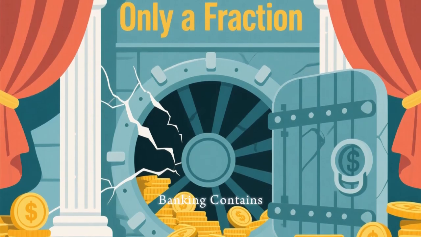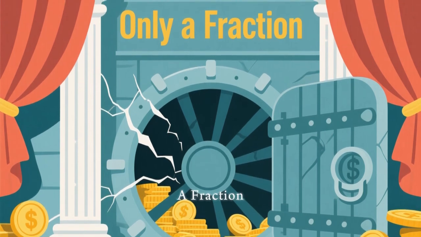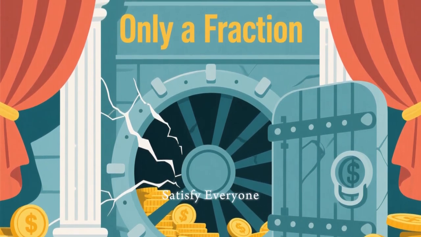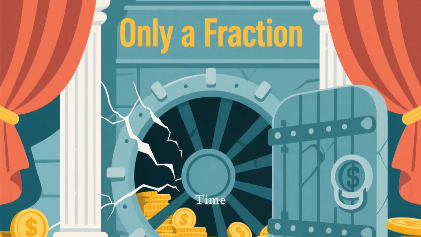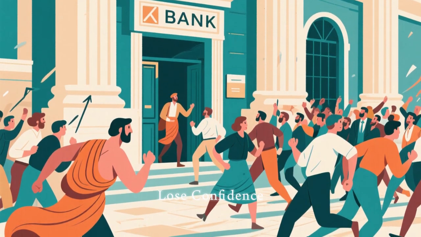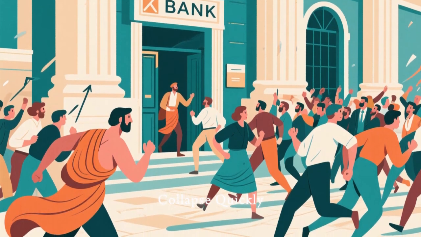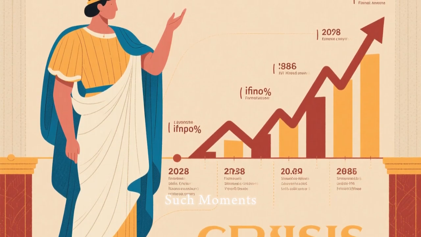However, fractional banking contains a built-in vulnerability. Because banks hold only a fraction of deposits, they cannot satisfy everyone withdrawing money at the same time. This is what causes bank runs. Depositors lose confidence and rush to withdraw funds. Banks can collapse quickly. History has seen many such moments.